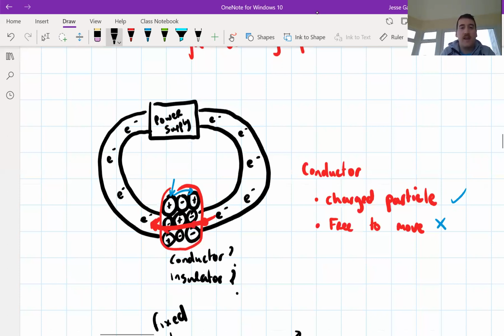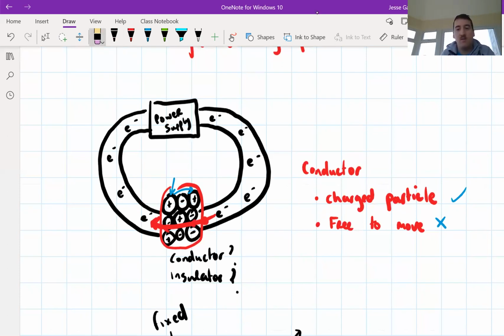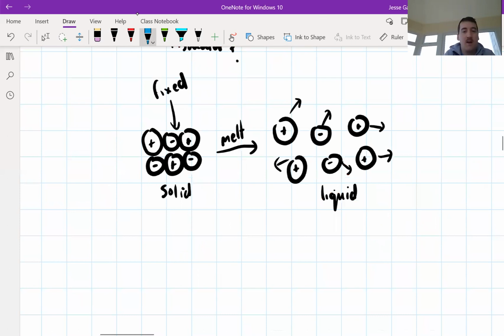So in this case, we have now ticked both of the boxes. We now have charged particles free to move when the substance is melted, or we say when it is molten. When an ionic substance is molten, it can conduct electricity. It is a conductor. When it is solid, it is an insulator. So solid ionic substances are insulators. Liquid ionic substances are conductors.